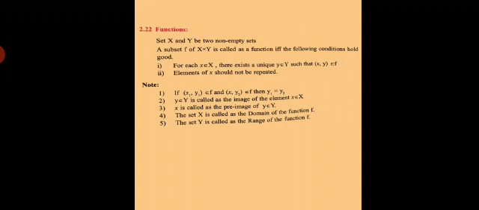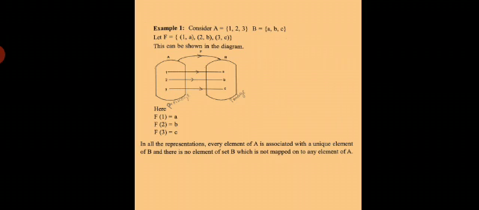y belongs to Y is called the image of the element x belongs to X, and x is called the pre-image of y belongs to Y. We will draw one set for X and one circle, or set, for Y. The first one is called the pre-image, the second one is called its image. The set X is called the domain of the function f, and the set Y is called the range of the function f. See here, in this you will clear your difficulties in the note in the previous slide.